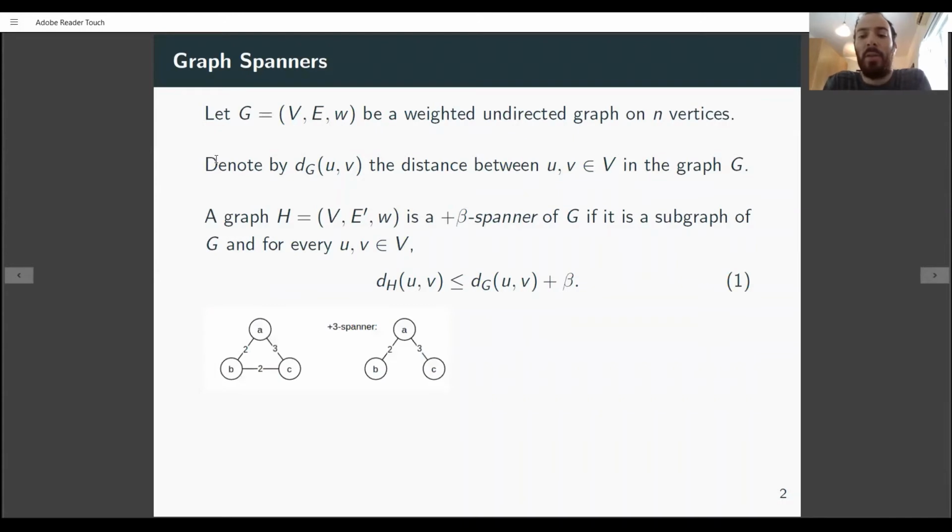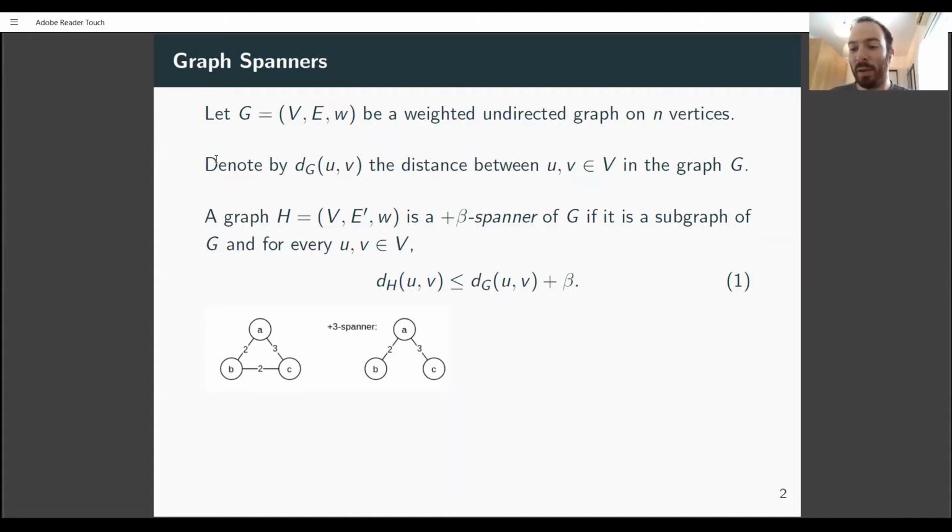We say that a graph H is a +β spanner of G if it is, first of all, a subgraph of G, which means it has the same vertex set and a subset of the edges of G. Additionally, for every pair of vertices u and v, the distance in our spanner H is at most the distance between u and v in the original graph plus β. This is the reason it is called +β.